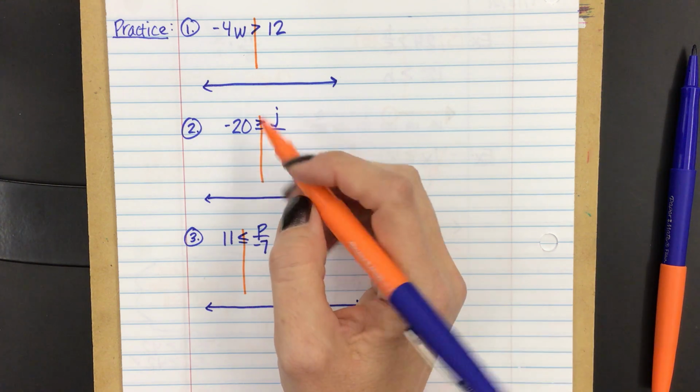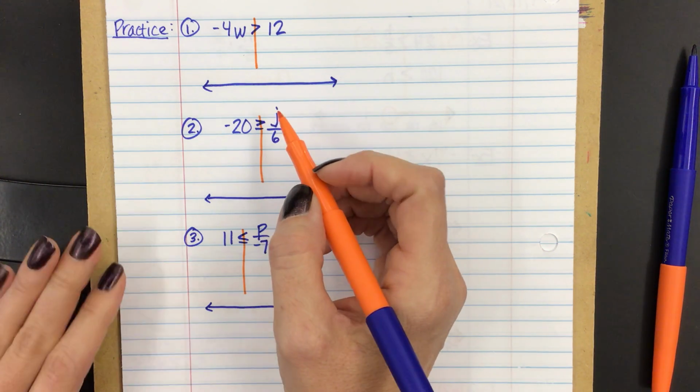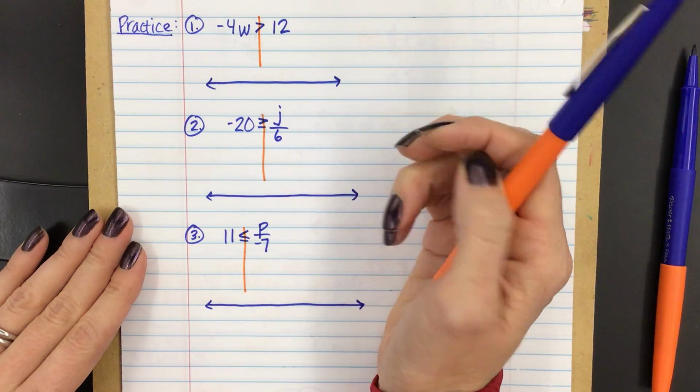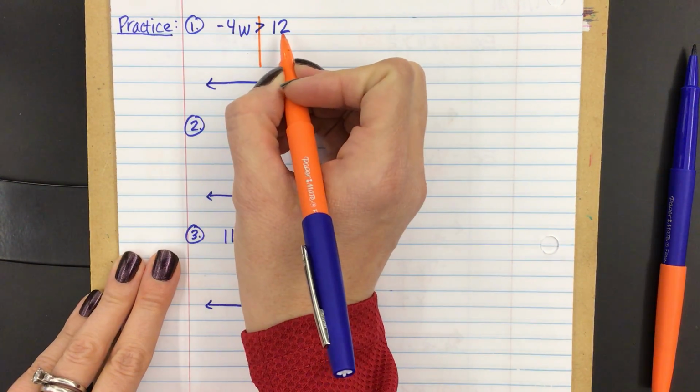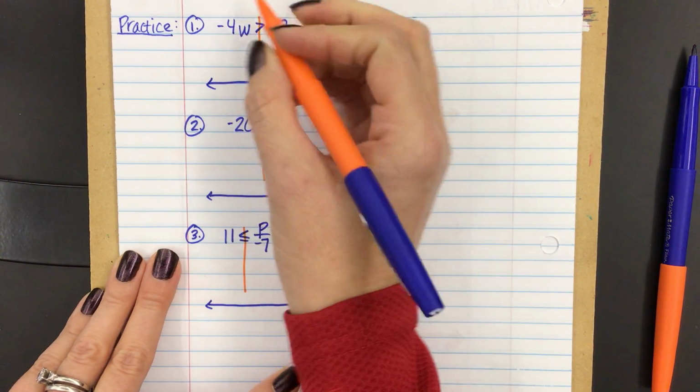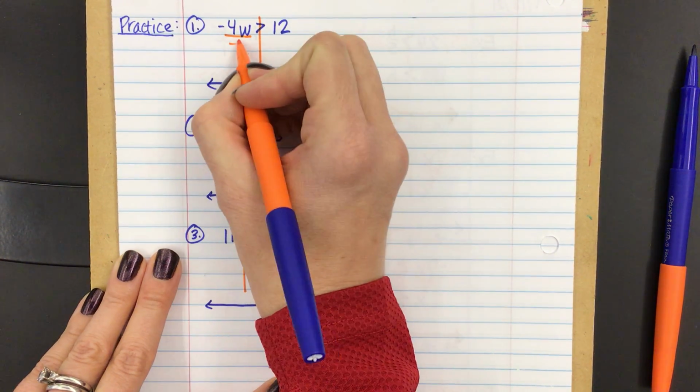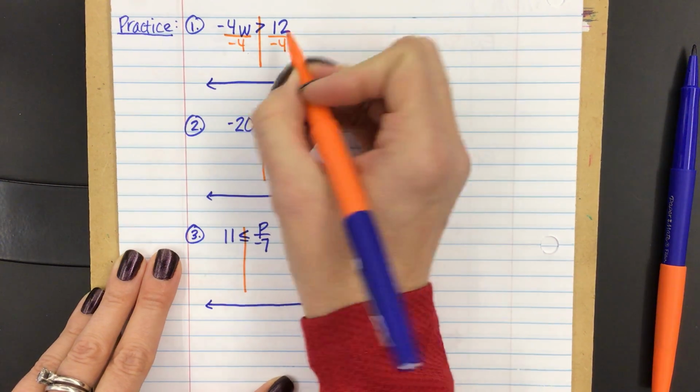Okay, I'm going to start talking through these. I know some of you aren't finished yet, but I think as long as you get through the first two, it'll be good for you. So here we're going to do inverse operations. The opposite of multiplying by -4 is dividing by -4. So we're going to do that here and here.